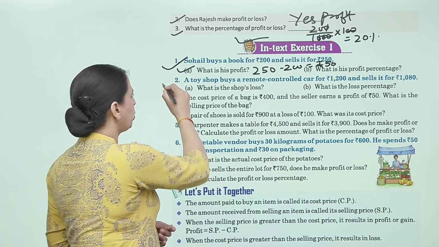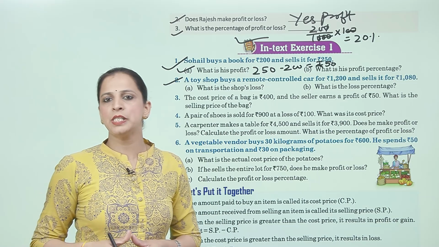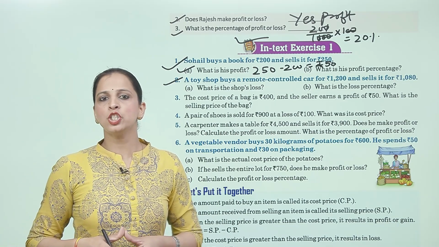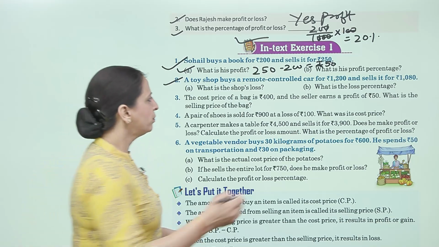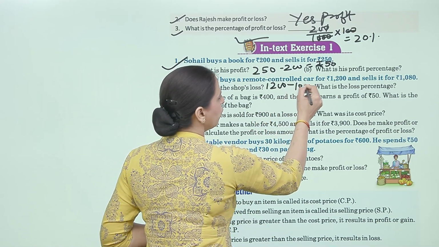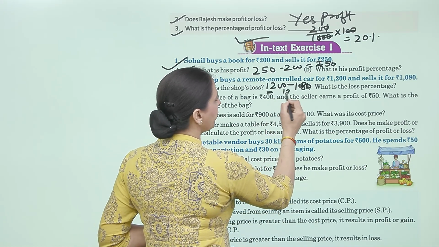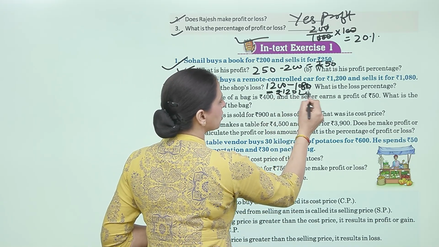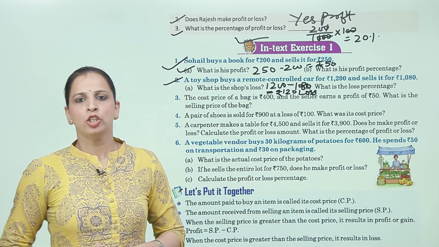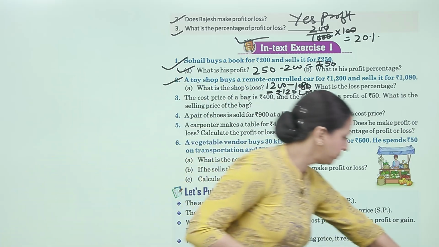Now next question number 2. A toy shop buys a remote control car for rupees 1,200 and sells it for rupees 1,080. What is the shop's loss? So we have to subtract 1,200 cost price or 1,080 is selling price. So 120 rupees is the loss. What is the loss percentage? You will find the loss percentage. तो बच्चों सेम मेथड को यूज करते हुए बाकी के क्वेश्चंस आप खुद ट्राई करेंगे.